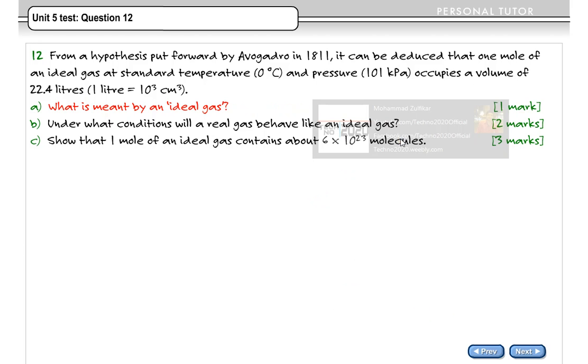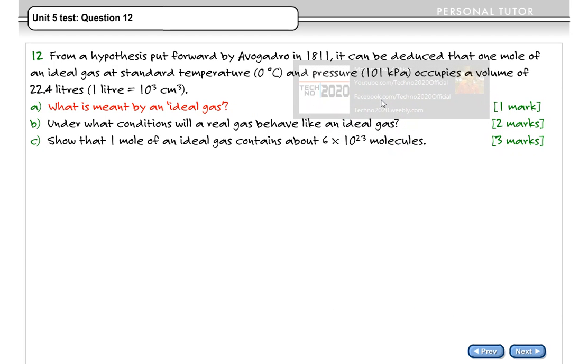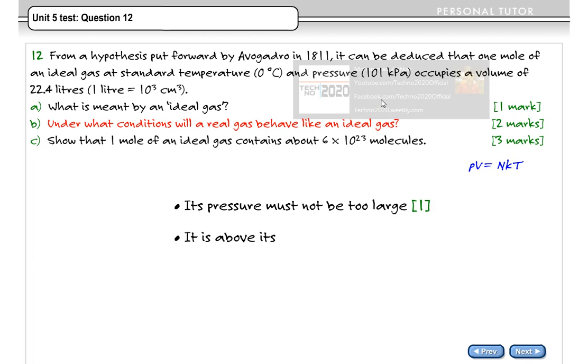The answer to part A is that an ideal gas is one that obeys the equation of state PV equals nKT under all conditions of temperature and pressure. In part B, you need to say that a real gas behaves like an ideal gas so long as the pressure is not too large, and that the gas is above a certain temperature called its critical temperature.